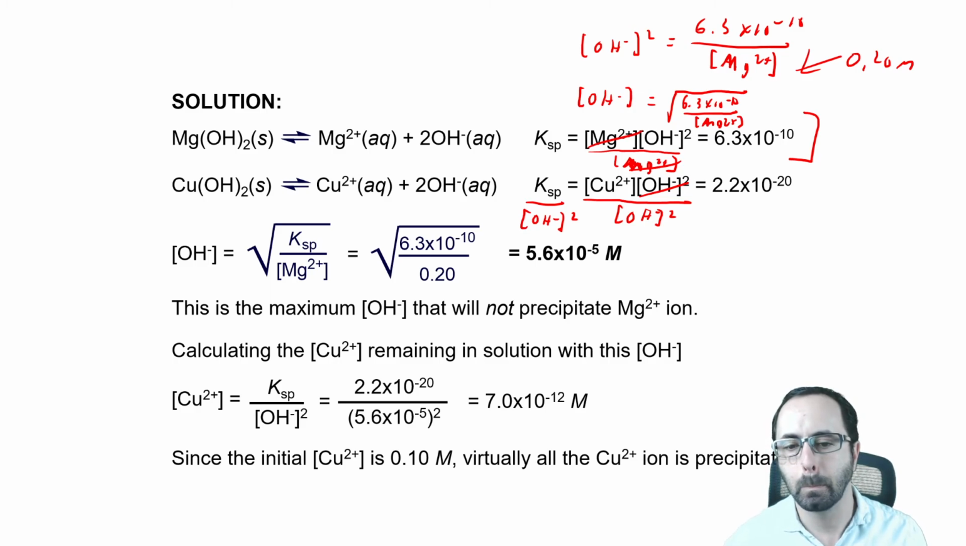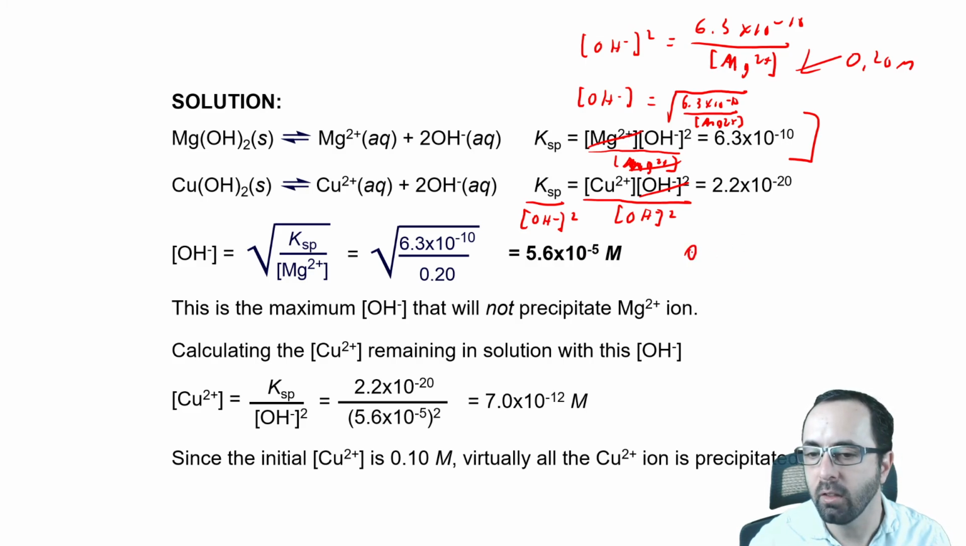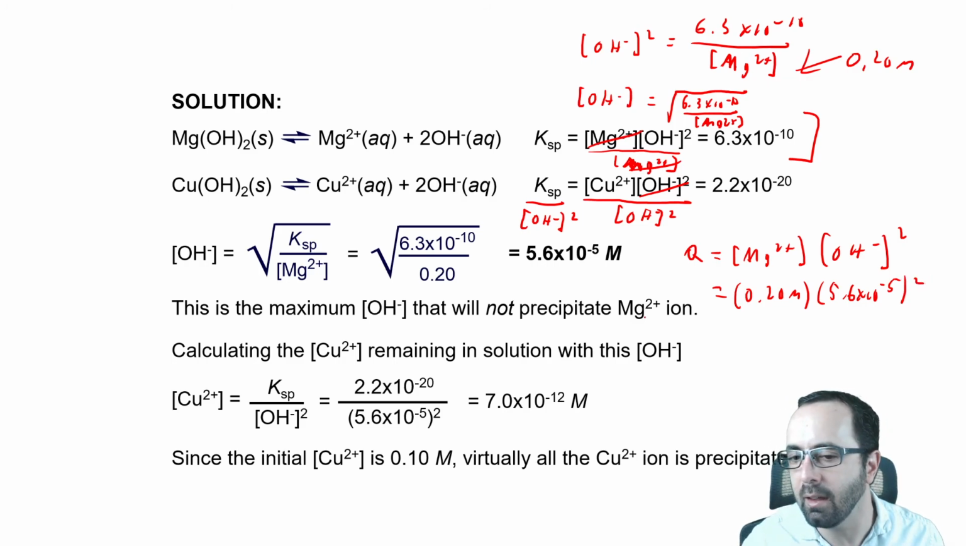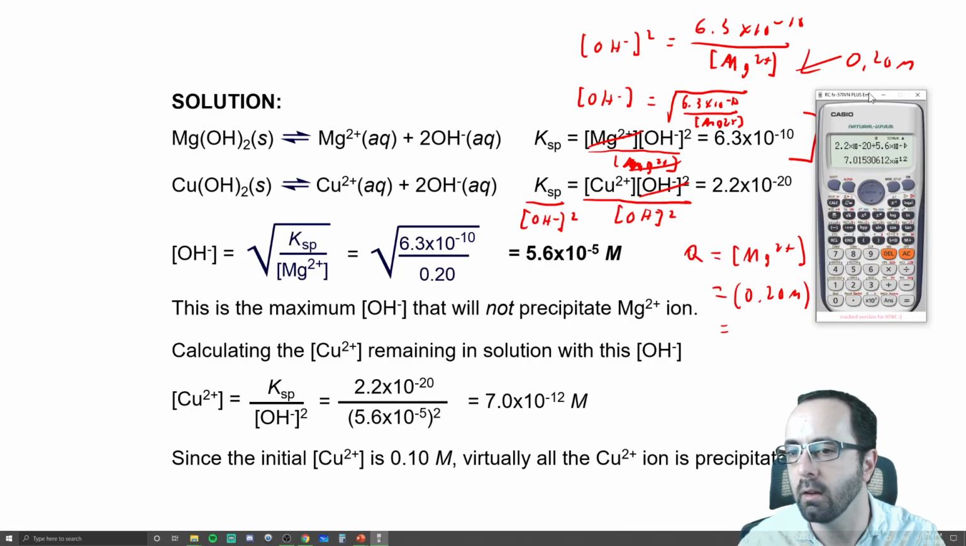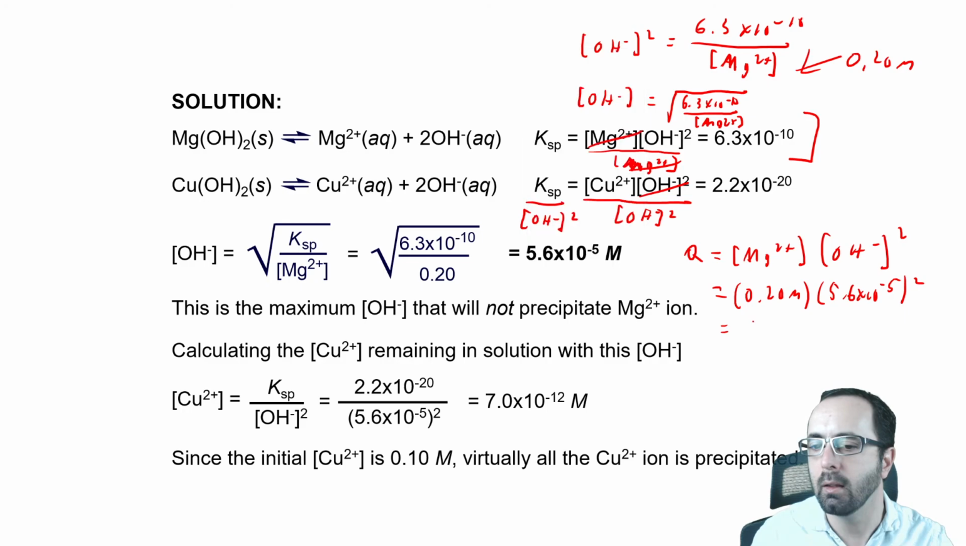Okay. And so again, if we wanted to do this with Q, we just calculate Q. At this concentration of hydroxide, Q for the magnesium reaction was the magnesium 2 plus concentration times the hydroxide concentration squared. That Q was 0.20 molar times 5.6 times 10 to the minus 5 squared, and of course that was equal to K because we set it up to be exactly that. I calculated it earlier, but one more time: 0.2 times 5.6 times 10 to the minus 5 squared. And of course Q equals K, 6.3 times 10 to the minus 10.